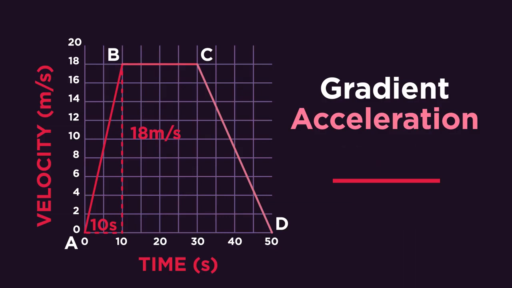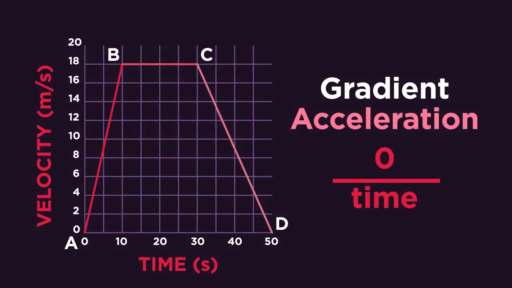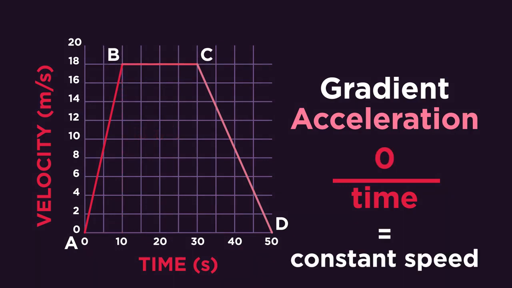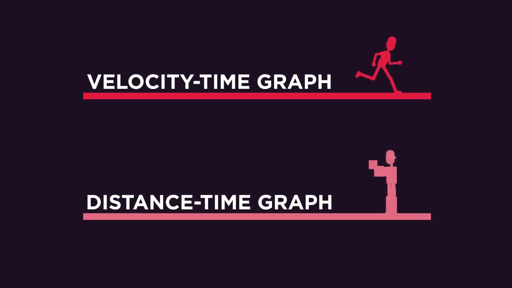What do you think the acceleration between points B and C and D is? Pause now and have a go. The acceleration between B and C is fairly easy. As there is no change in velocity, the object is moving with a constant speed. Therefore, it has no acceleration. A horizontal line on a velocity time graph shows a constant speed. Be careful though, a horizontal line here can still mean movement, whereas on a distance time graph, it meant no movement at all.